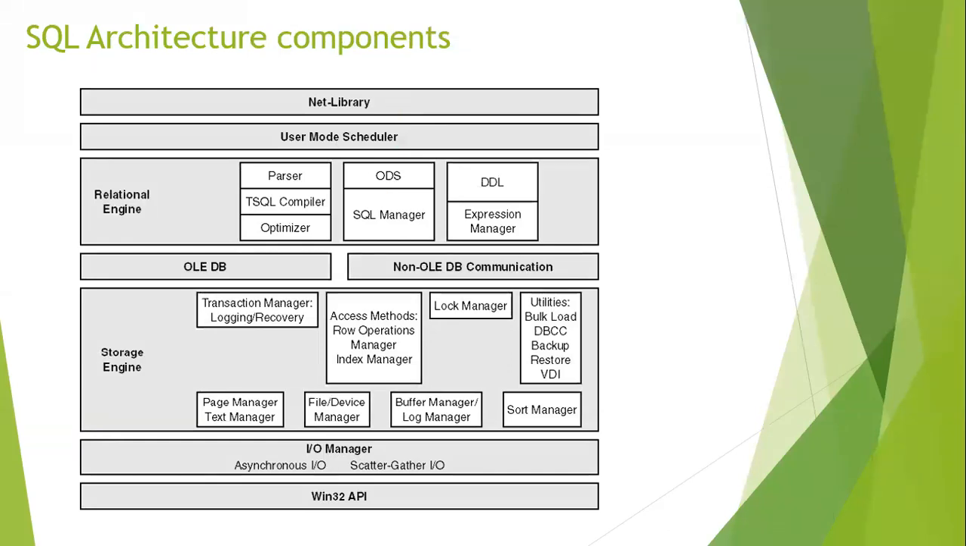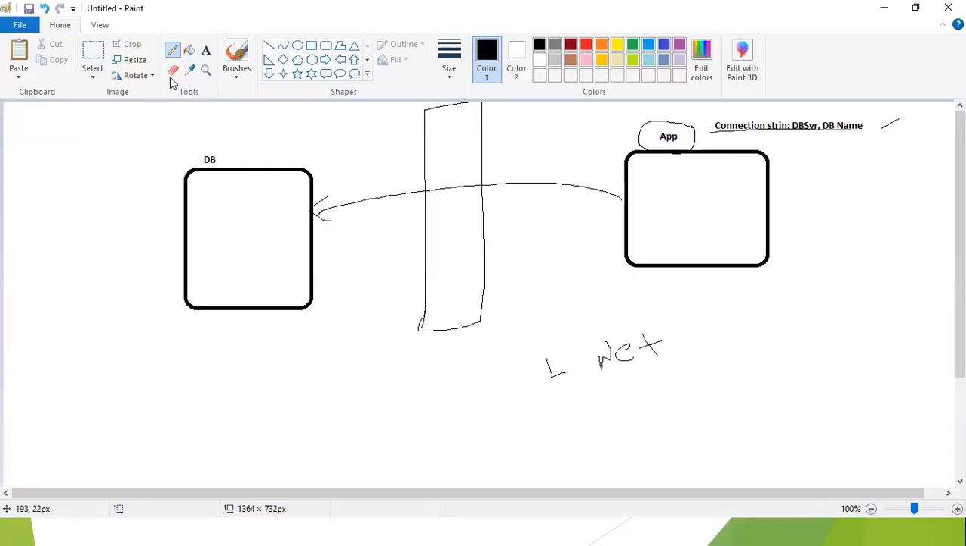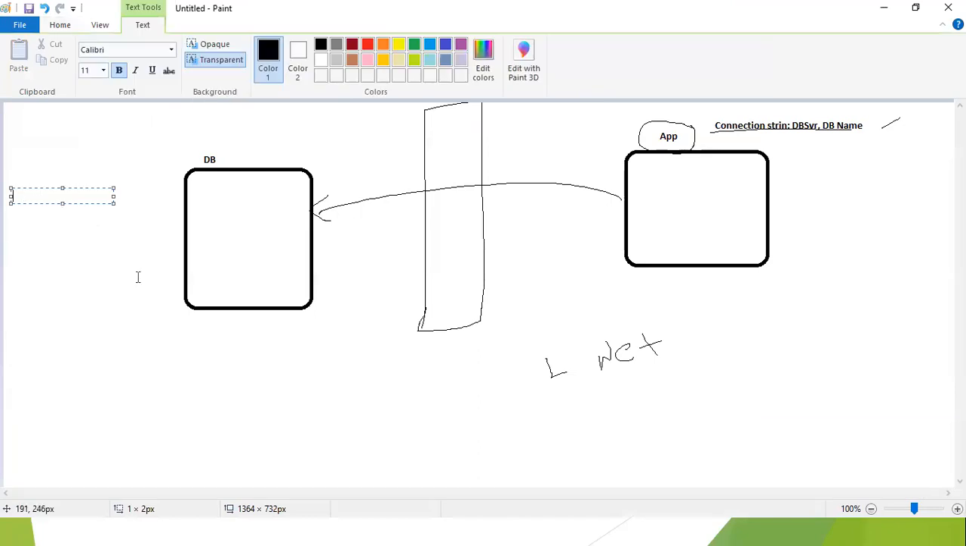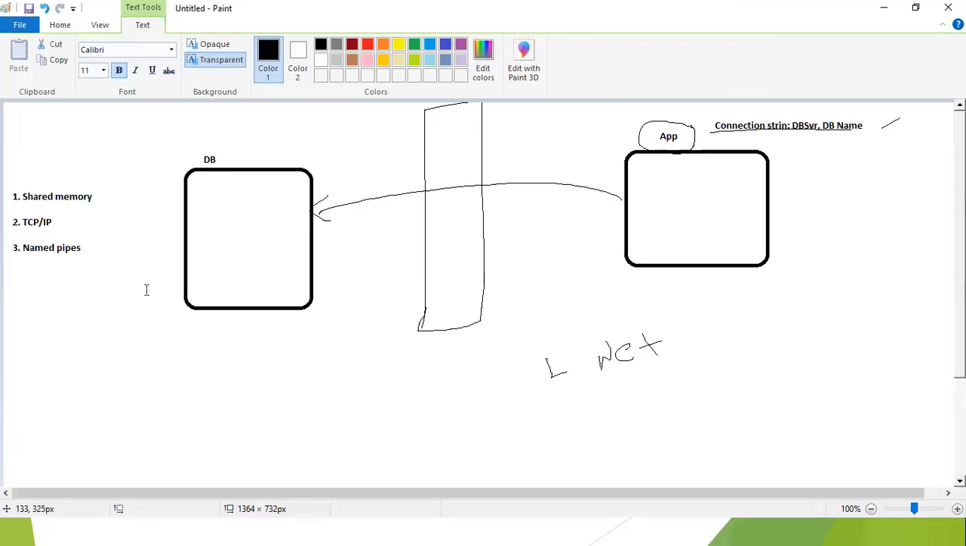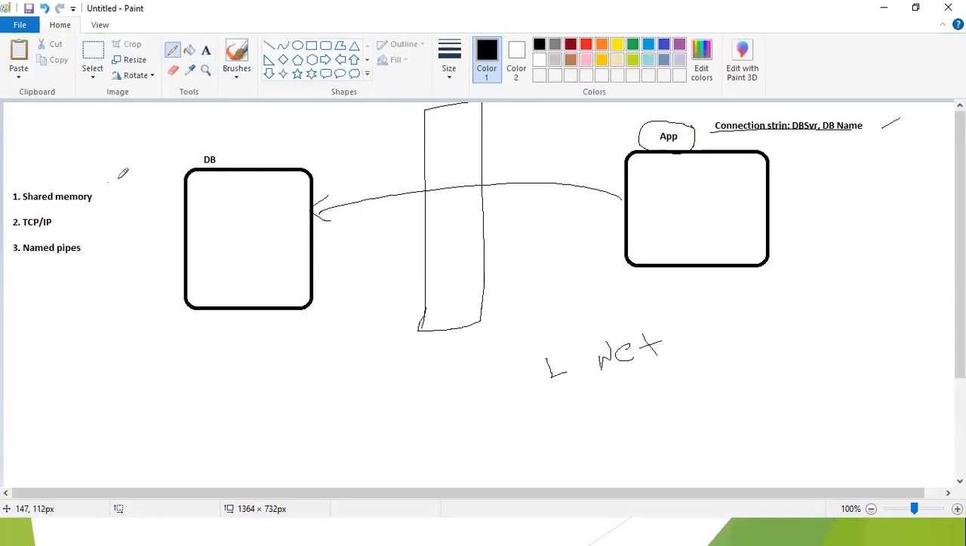So what are all the network libraries that we have in SQL Server? One is shared memory. Second, TCP/IP. Third, named pipes. These are the three main network protocols, right? Network libraries or network protocols, you can consider them.